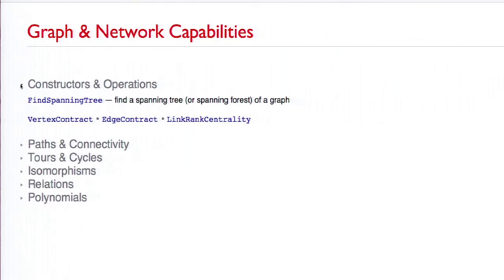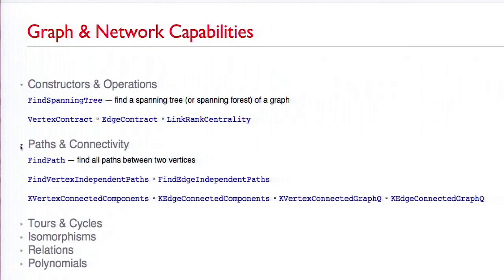But also what we did is we provided functionality for graph editing. So if you want to manipulate or edit your graph, there is vertex contraction, which can contract a set of vertices, and edge contraction, which contracts a set of edges. And LinkRank here, you just have to drop it somewhere, but it fits in the set of functionality of PageRank, which was associated with social network analysis.